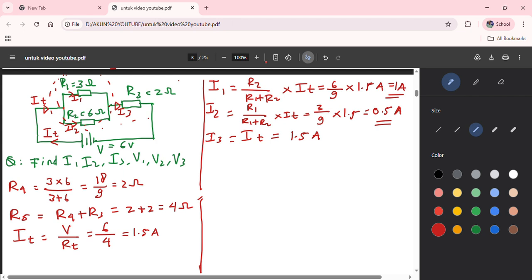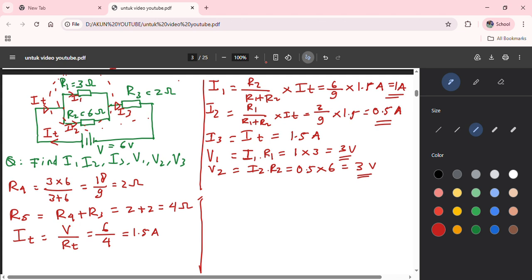Now our task is to find V1. V1 is the voltage over R1. Of course, we are going to use Ohm's law, V is I1 times R1, because this is flowing through here, which is 1 times 3, which is 3 volt. And V2 is also I2 times R2, which is 0.5 times 6, which is 3 volt also. So it proves that in a parallel circuit, all the voltages are the same.